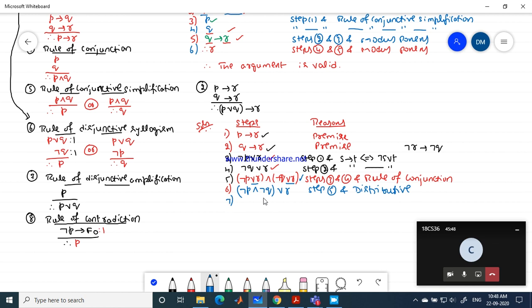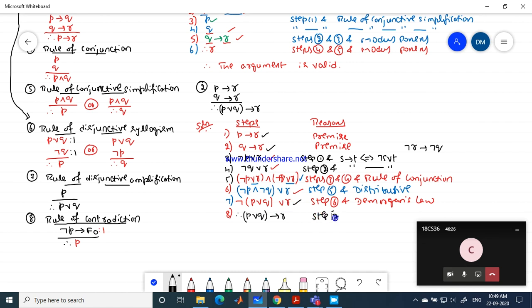Step number 7 says use De Morgan's law here because I want a disjunction. This is written as negation of P disjunction Q, disjunction R. This comes from step number 6, and De Morgan's law. Just tell me what should be done in the next step now. What's your step 8? Very good. So this answer is correct.